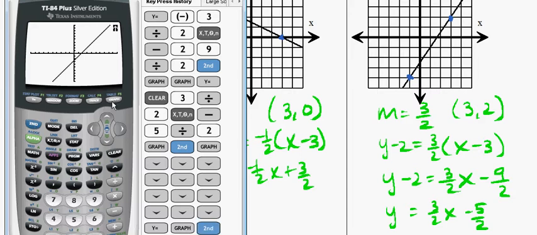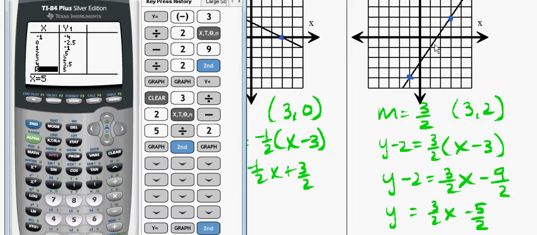So we could always double check the table and look for the 2 points that they gave us. We got negative 1, negative 4 on the graph, and negative 1, negative 4 appears on our table. We also have the point 3, 2, and 3, 2 appears on the table. So again, we can check our answers using our calculator.